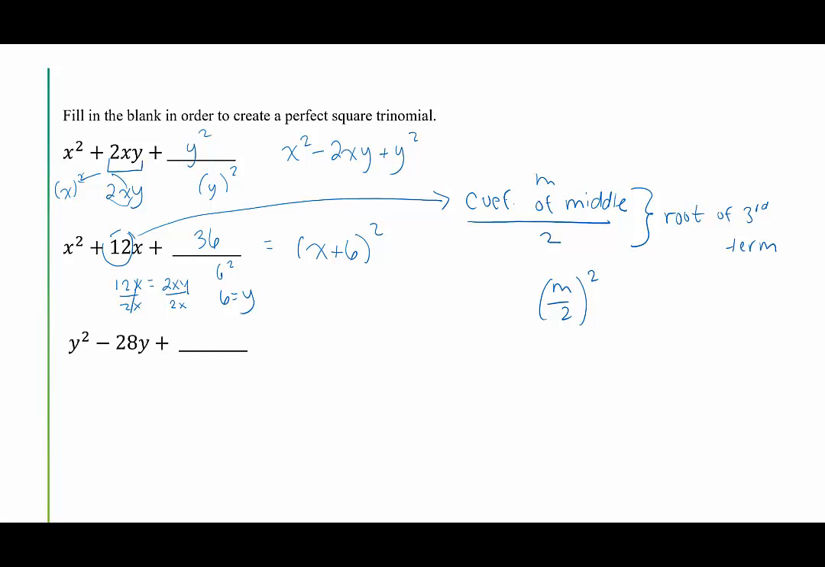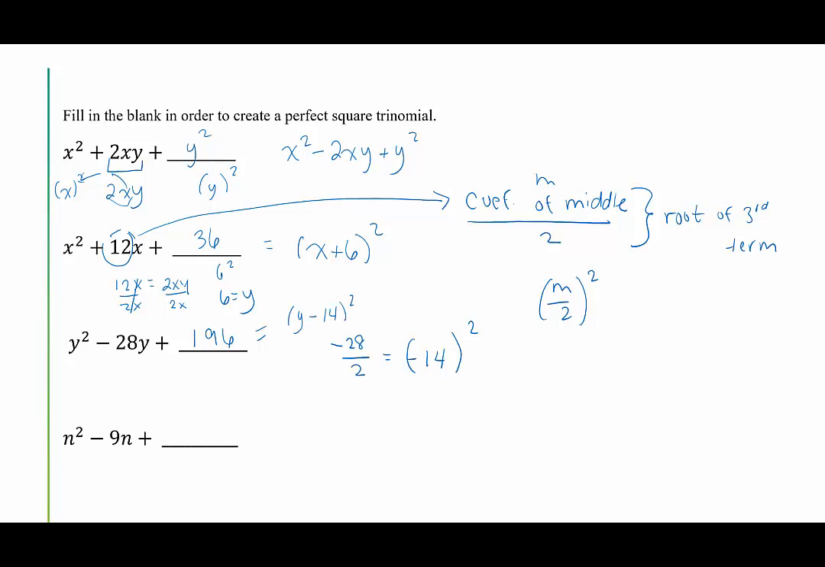Let's look at another example. We have y squared minus 28y plus what? We're going to take that middle coefficient, negative 28, and divide it in half. Negative 28 divided by 2 is negative 14. And then we square the whole thing. This third term will always be positive because you're always squaring, whether it's positive or negative, turning it positive. Negative 14 quantity squared is 196. So this would be a perfect square trinomial if we added 196, and it would factor into y minus 14, quantity squared.